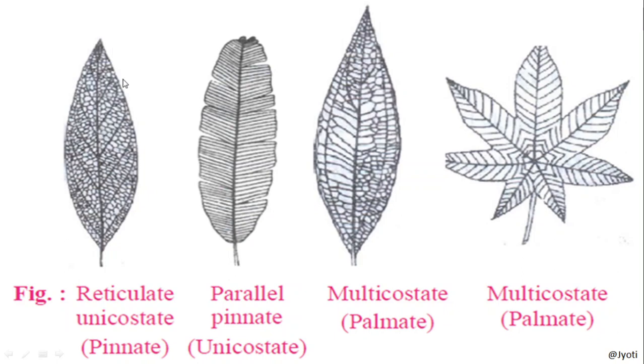They are facing towards the apex, moving towards the margin of the leaves, and then they are further branched to form the veinlets which form a network-like structure. So such type of arrangement of veins and veinlets is called unicostate or pinnate reticulate venation.